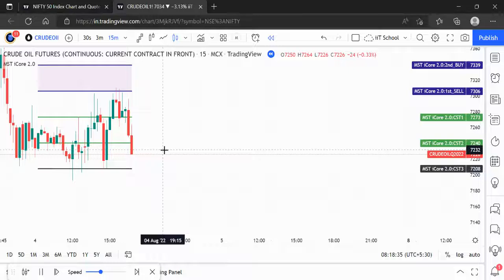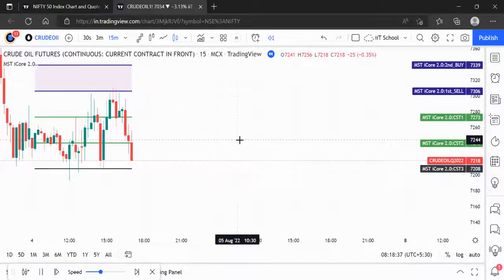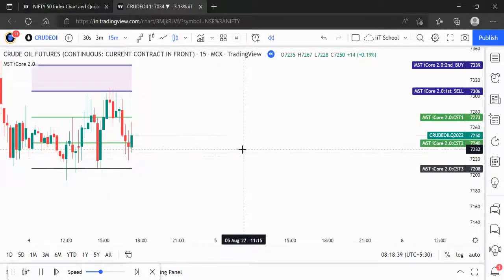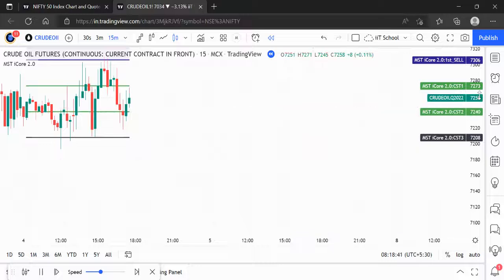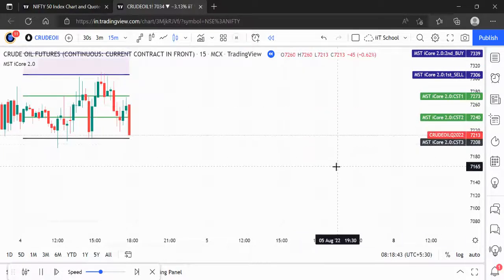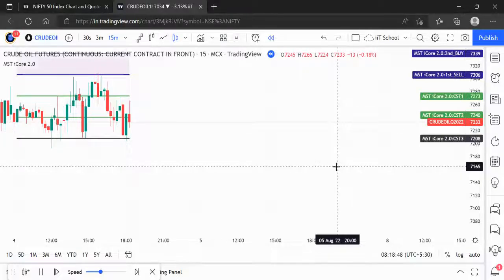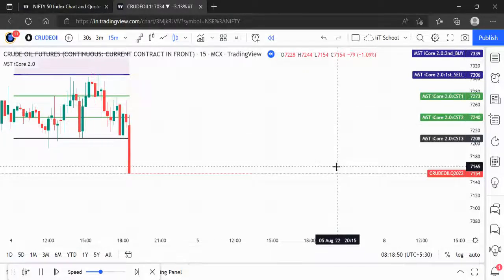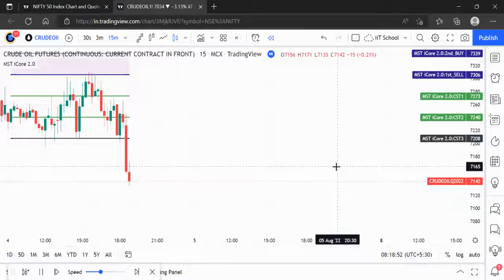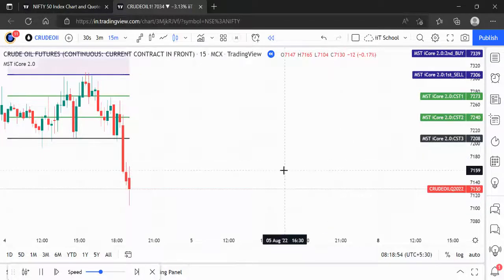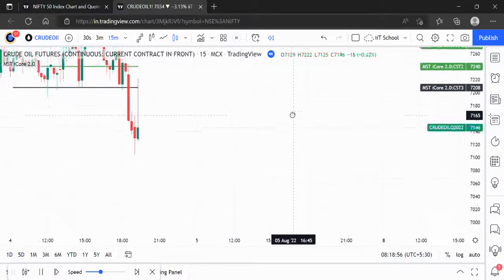So it is nearing our second target. Second target is hit. Coming to third target, also hit. That's all. Our trading got over here itself. Now, if you want to know the extra targets, the market is going beyond our level, right?